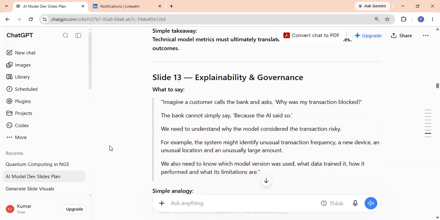Slide 13, explainability and governance. Imagine a customer calls the bank and asks, why was my transaction blocked? If my transaction is blocked, the bank cannot simply say because the AI said so. No, that response should not be given. We need to understand why the model considered the transaction risky. The banker needs to understand the model functionality and how it functions internally for fraud data and non-fraud data, right?